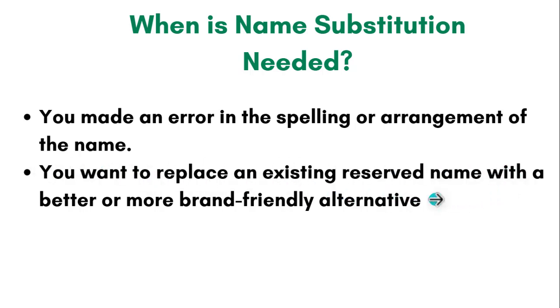Now the cost of name substitution is the same as the cost of the reservation of that category. So if name reservation for business name is maybe 500, then if you are doing name substitution, it will still be for business name and it's still 500. If you are doing it for incorporated trustee, reservation is 5,000 and name substitution will still be 5,000.